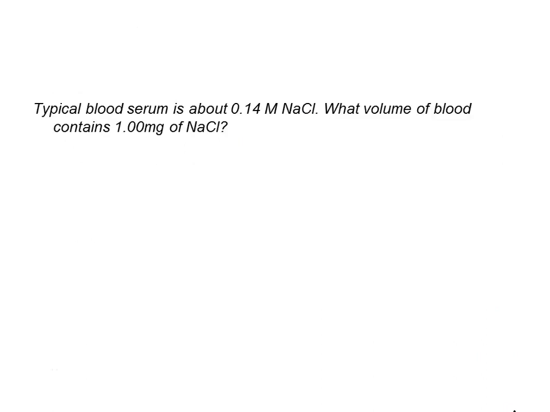Here's another example. Typical blood serum is about 0.14 molar NaCl. What volume of blood contains 1 milligram of NaCl? So again, we're going to start with our solute, milligrams of NaCl. Remember that molarity is moles per liter. I'm trying to get to volume this time, given molarity and given my mass. So for 1 milligram of NaCl, first I'm going to convert that into grams.